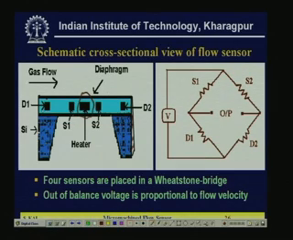If the flow is more and more, then more heat will be transferred into S2, so that the S2 change will be more compared to the S1 change. So, depending on the gas flow velocity, if it is more, the difference of the resistance change of S1 and S2 will be more and more. So, accordingly the bridge will be more and more unbalanced. If you estimate how much it is unbalanced, based on that you can have an idea of the flow velocity. So, that is the basic principle.